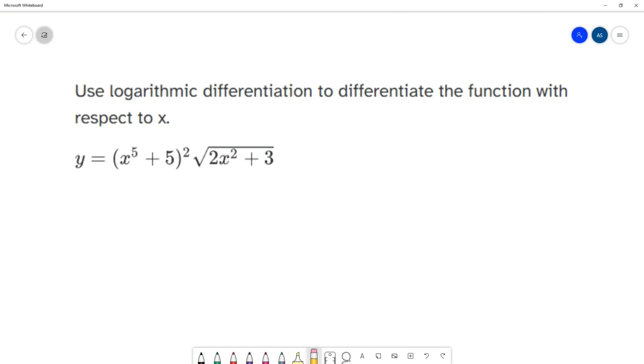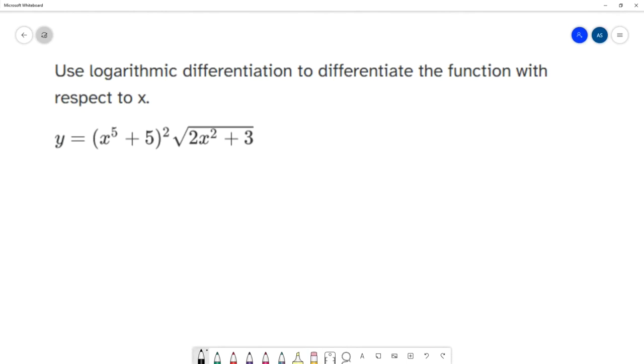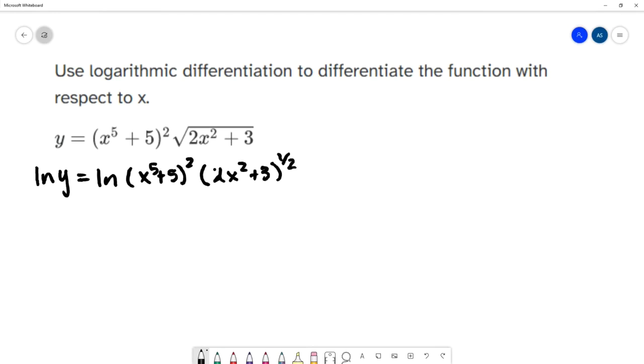On this example, we want to use logarithmic differentiation to differentiate the function with respect to x. So with logarithmic differentiation, we're going to calculate with a log on both sides. This is an algebra step that allows us to simplify the expression. So I'm doing natural log on both sides, and I'm going to go ahead and write this radical as a power. We'll write 2x squared plus 3 to the 1/2 power.